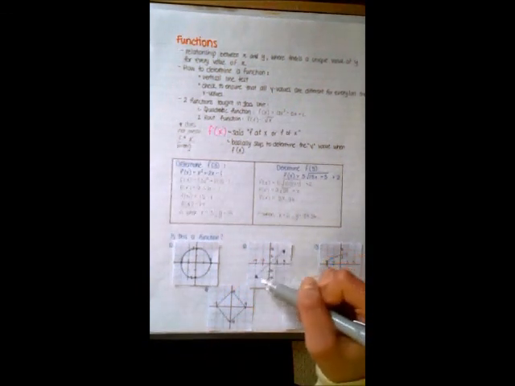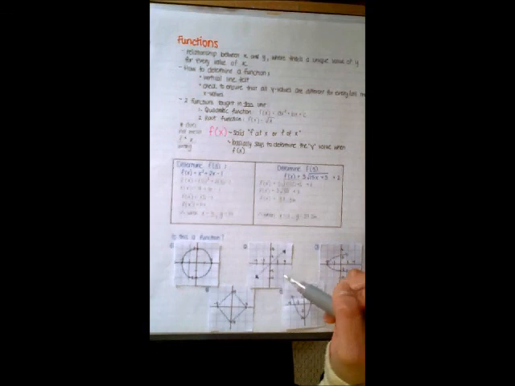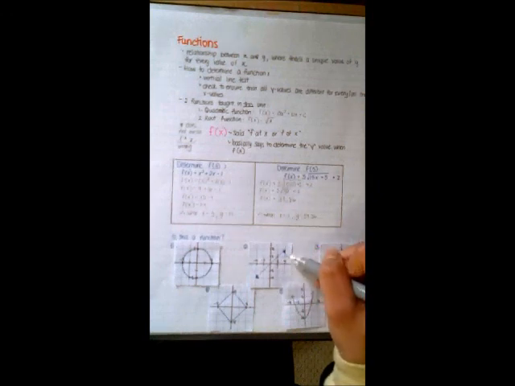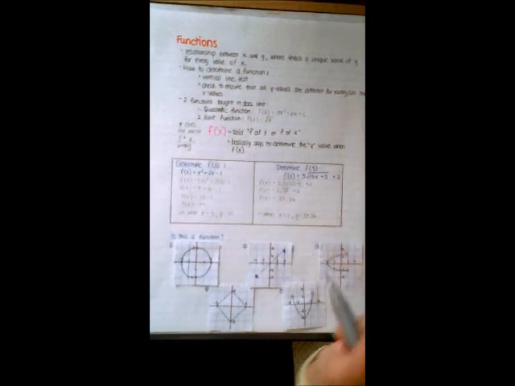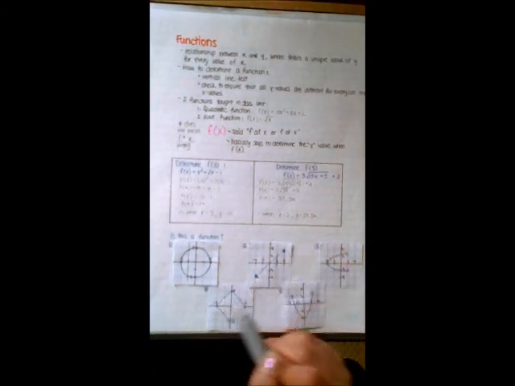Number 2, this is a straight line going diagonal, and this is a function because there are different y values for every x value. So over here, if x equals 2, y equals 2. If x equals 4, y equals 4. The two numbers are not the same, and this is throughout the entire line.